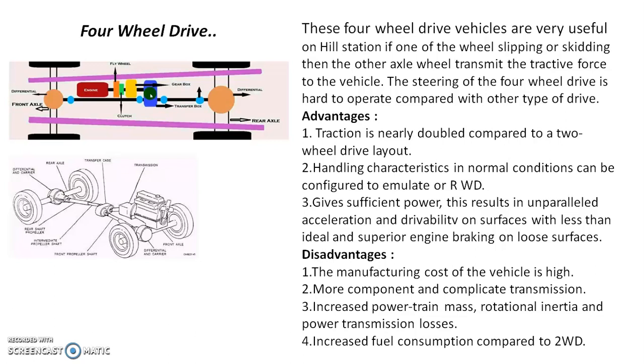The manufacturing cost of the vehicle is high, more components and complicated transmission, increased powertrain masses, rotational inertia and power transmission losses, increased fuel consumption as compared to 2WD.